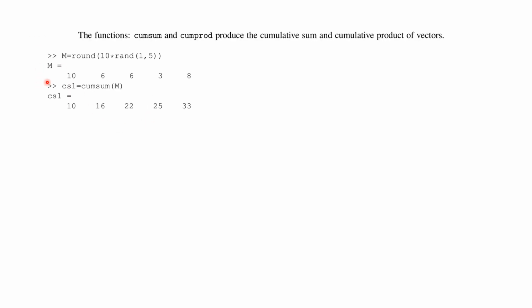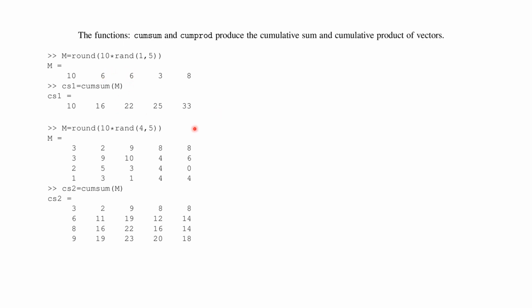MATLAB also has a cumulative sum function. So if we give ourselves a matrix, it takes the cumulative sum of these elements as it goes. So the cumulative sum here is 10, and then 10 plus 6, 16, and 10 plus 6 plus 6, and so on. Works down matrices as well. It takes the cumulative sum as you go down here. So 3, and then 3 plus 3, and then 3 plus 3 plus 2, and so on. Working column-wise as usual. Works down the columns, taking the cumulative sum as it goes.